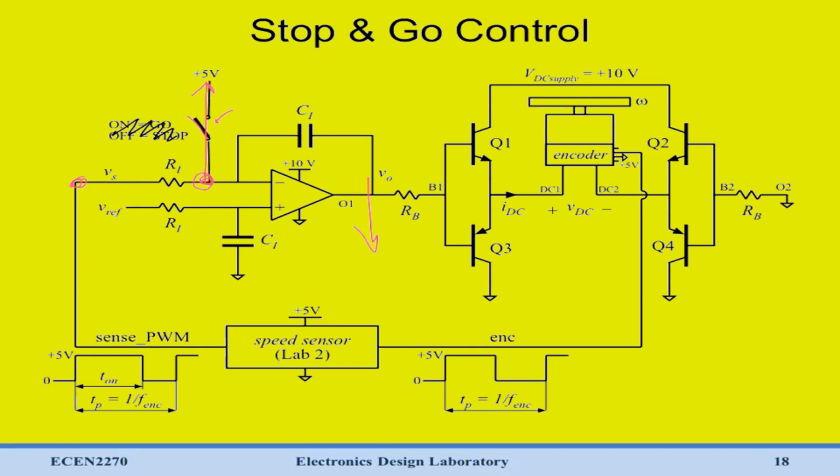Which means that this is not true there. If our switch is open, this node is going to follow this node, and we'll get the feedback control that we want. If our switch is closed, this node is going to be tied to 5 volts, and this is going to be driven down to 0.